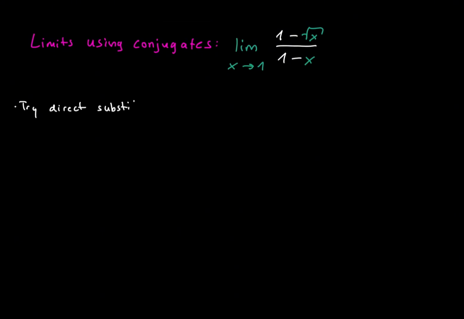First, we try direct substitution. Plug in x equals 1. So we get 0 over 0. That means we have an indeterminate form, and we need to simplify.